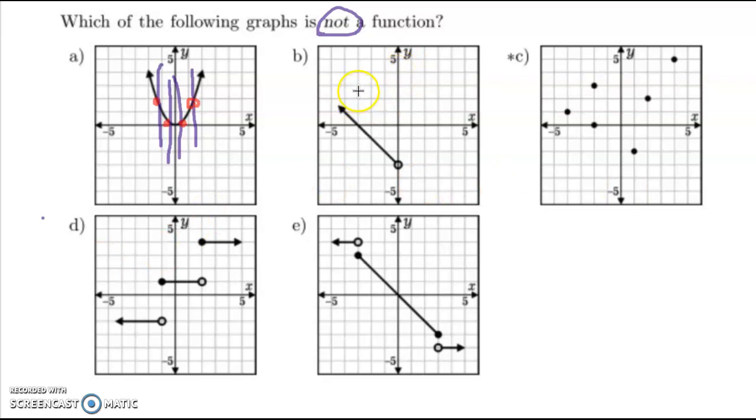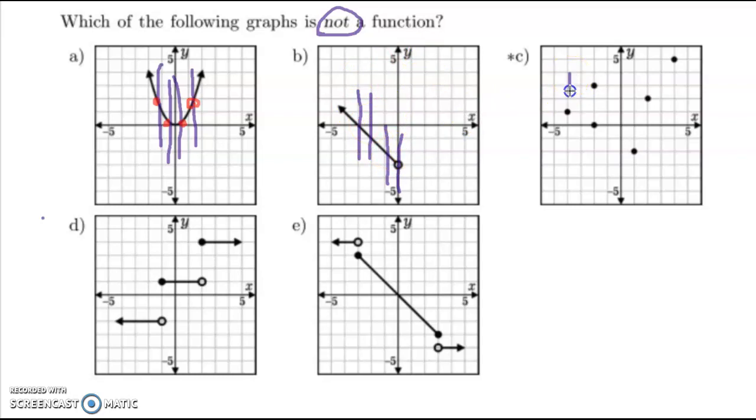I'm going to draw some vertical lines. Once again, it touches once, touches once, touches once, touches once. Okay, is that a function if it's only touching once? Yes, it is. This one is a function. That's just not the answer.